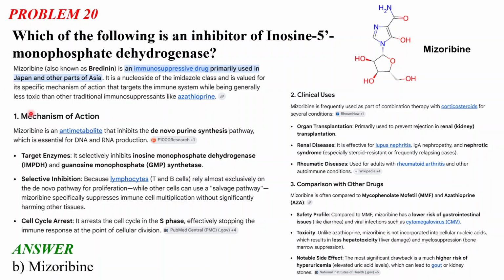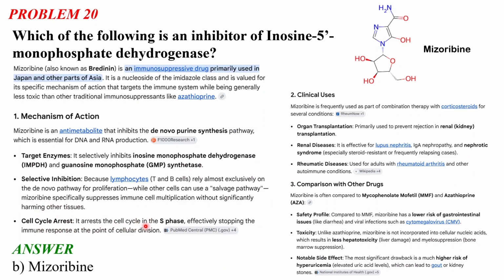immunosuppressants like azathioprine. In the mechanism of action, it is an anti-metabolite that inhibits the de novo purine synthesis pathway, which is essential for DNA and RNA production. The target enzyme: it selectively inhibits inosine monophosphate dehydrogenase, or IMPDH, or guanosine monophosphate GMP synthase. The selective inhibition is because lymphocytes like T and B cells rely almost exclusively on the de novo pathway for proliferation. Other cells use the salvage pathway, so mizoribine specifically suppresses immune cell multiplication without significantly harming the other tissues.